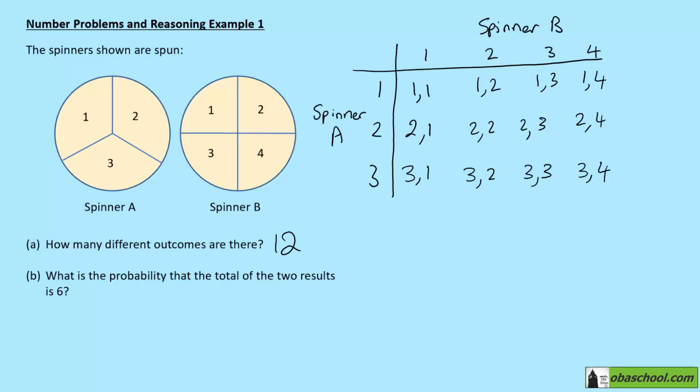We could have got there more easily, however. There's 3 outcomes on here, and for each of those there are 4 outcomes on there. So that's 3 times 4.